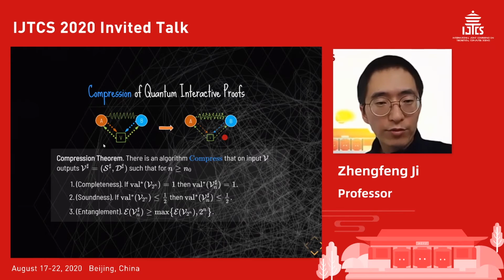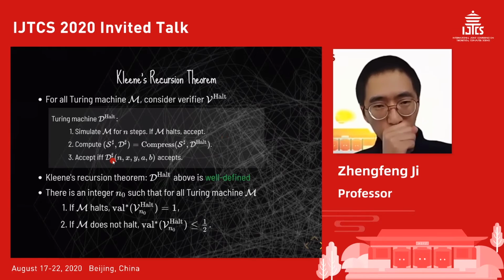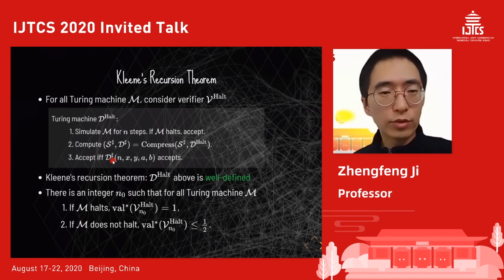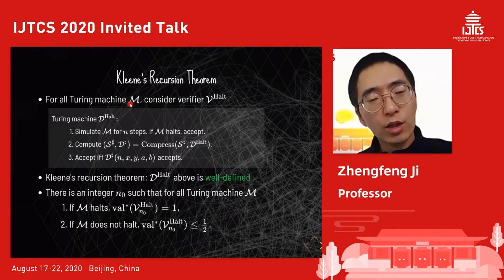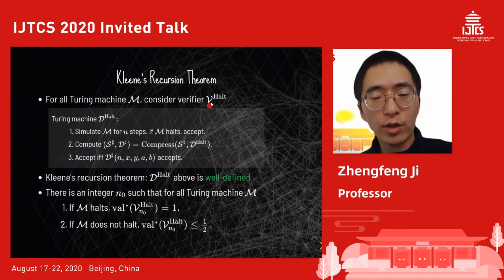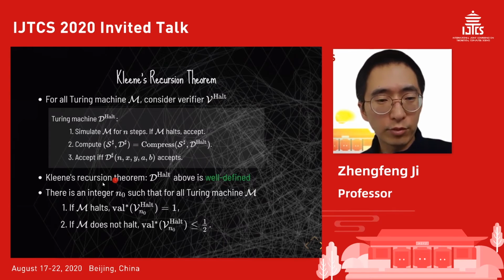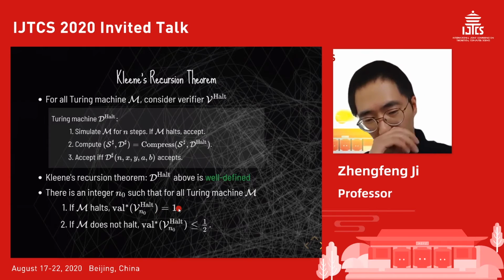So once we have this compression theorem, it's very easy to prove that you can reduce the problem of whether a Turing machine M is halting or not to a two-prover protocol, and the problem of whether M is halting is reduced to whether the value of this game is 1 or at most a half.